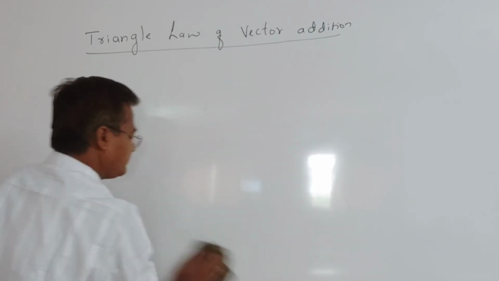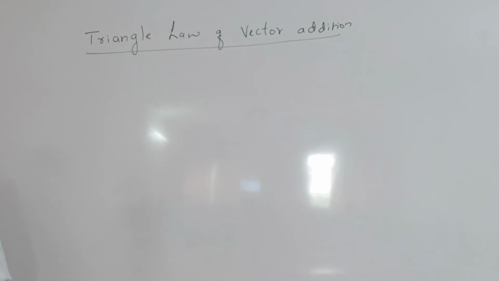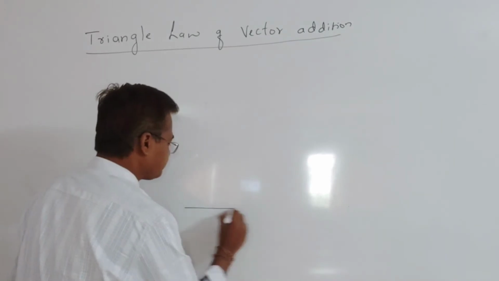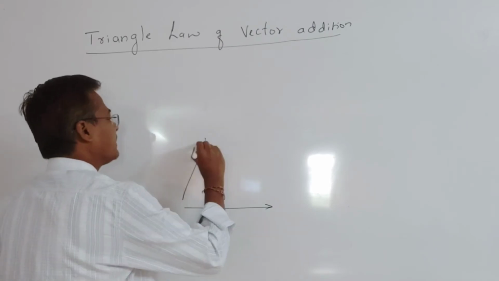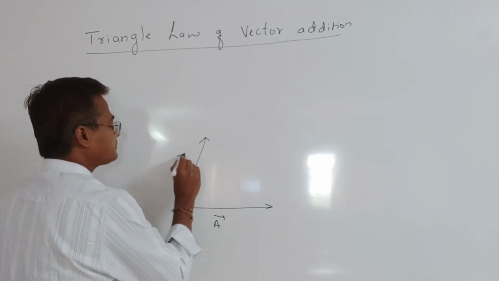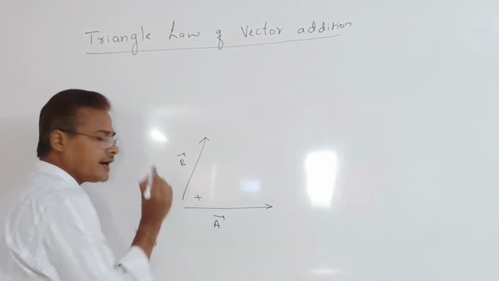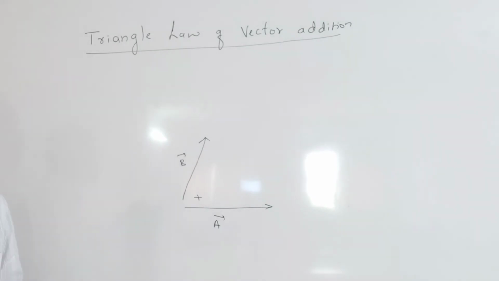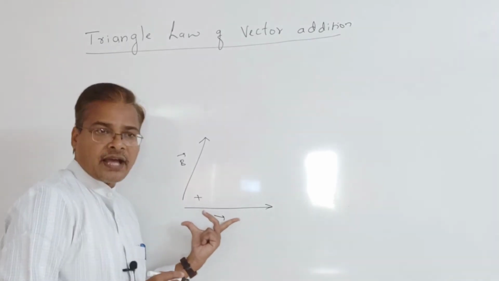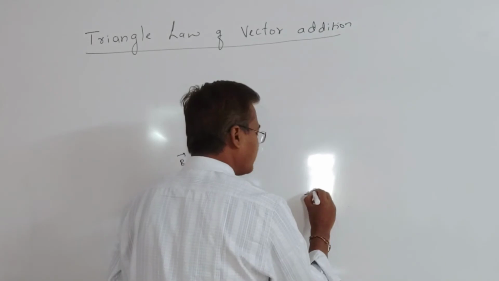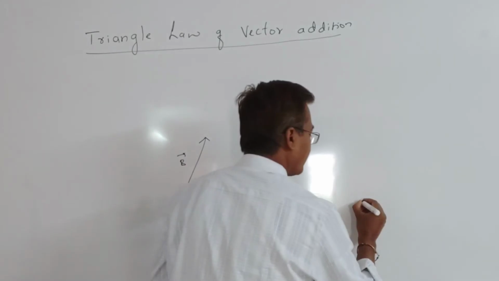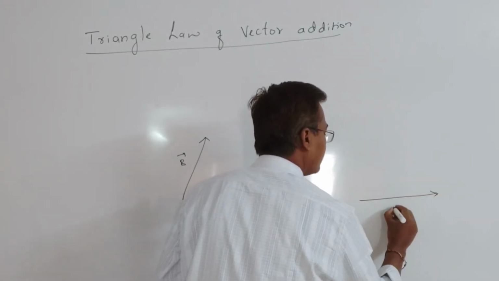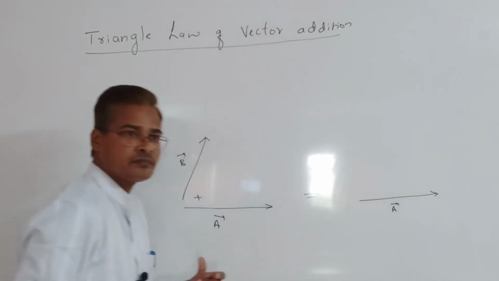Now see, this is the A vector, and another one is the B vector. A vector and B vector should be added. How are we going to add them? We take a line parallel to this A vector. This is the A vector, no? So we have to take one parallel line. This is the A vector, we can call it.